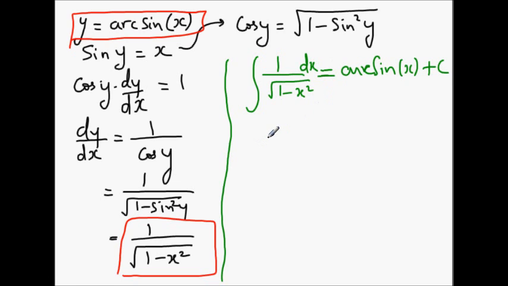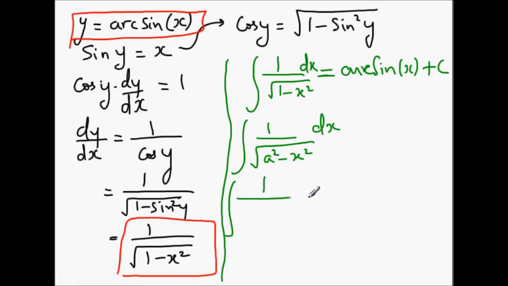So it's easy, right? What happens if it was the integral of 1 over square root of a square minus x square dx? So here I can write this as, I can take the a square out, which would be root of a square times 1 minus x over a the whole square.